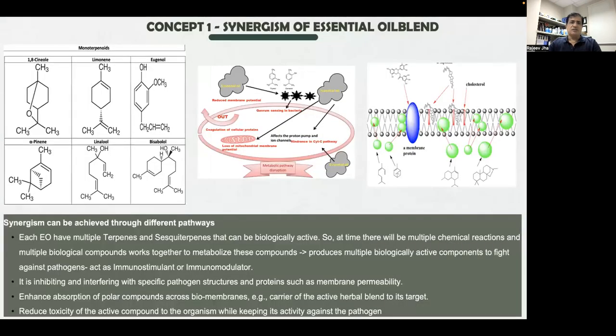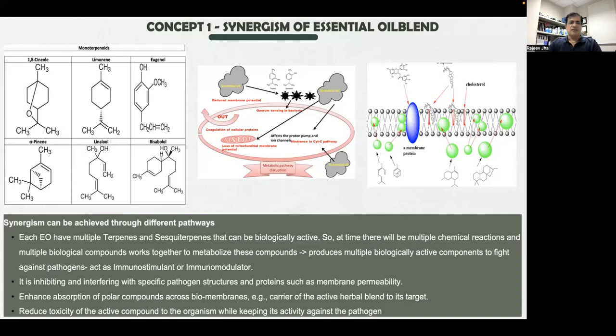Then we talk about some concepts of the blend, synergism of essential oil blend. Each essential oil has multiple terpenes and sesquiterpenes that can be biologically active. At the same time, there will be multiple chemical reactions, multiple biological compounds working together to metabolize these compounds and produce multiple biologically active components to fight against pathogens, such as immunostimulants or immunomodulators.